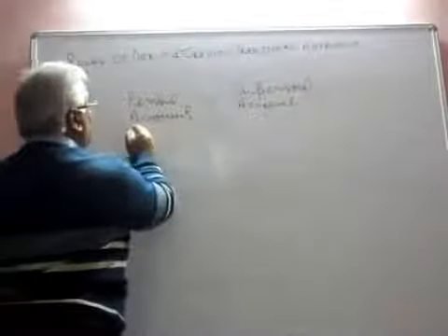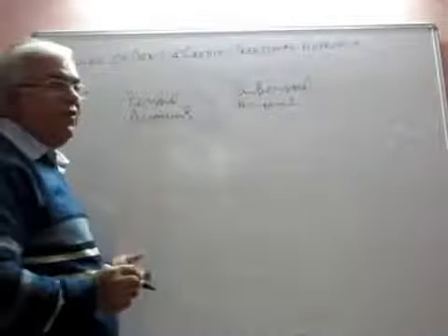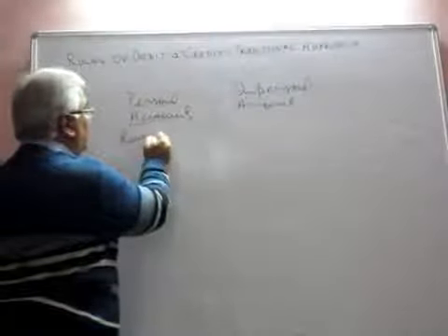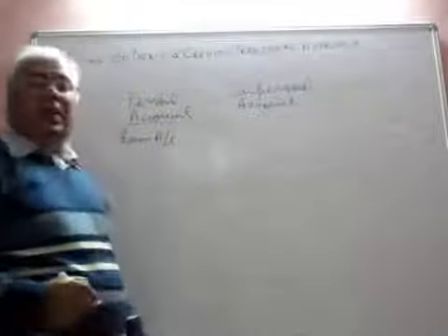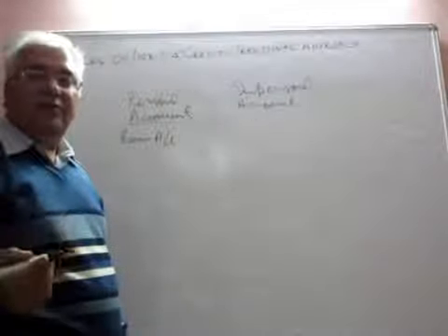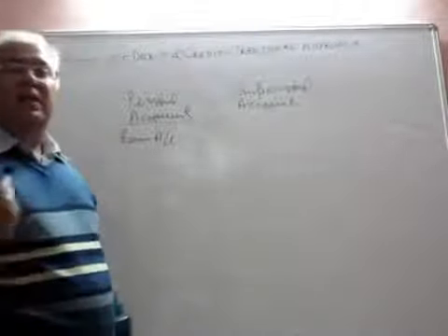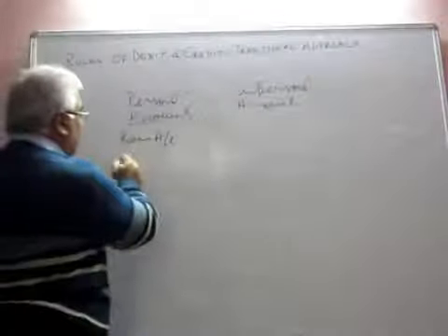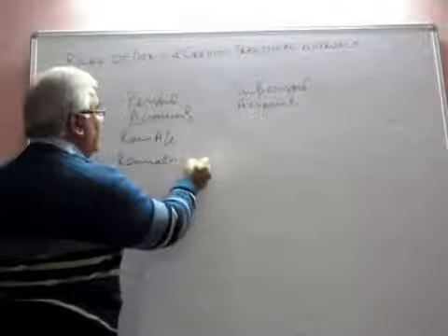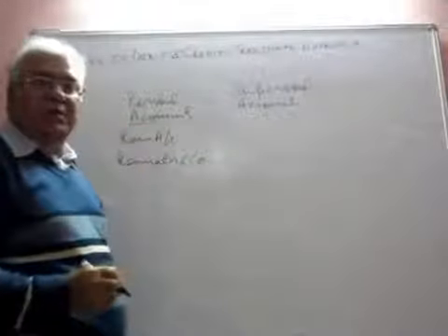Now, what are personal accounts? Personal accounts could be for real persons, for example, Ram account, and for artificial persons, for example, the names of firms, such as Ramnath and Company account. So which account is it? It is an artificial person's account.